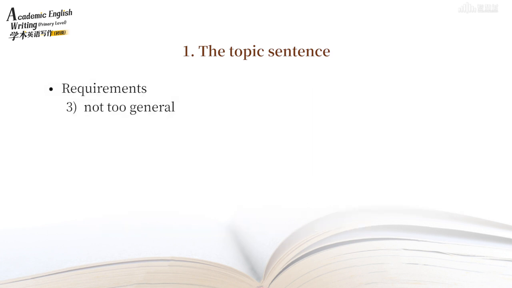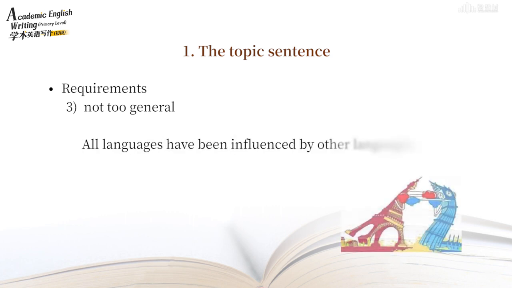3. A topic sentence should not be too general either, because if a topic sentence is too general, it is impossible to discuss the controlling idea completely in one paragraph. For instance, "All languages have been influenced by other languages" is too general for a topic sentence. In one paragraph, it is difficult to discuss how all languages influence each other.